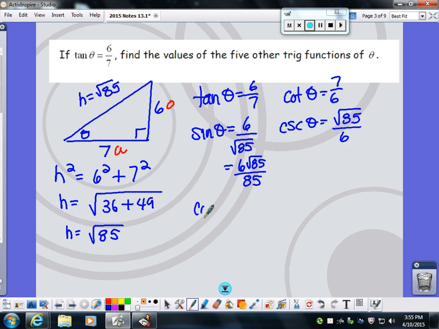And that leaves us with cosine of theta, which is adjacent over hypotenuse, 7 over the square root of 85. Let's rationalize that. And then finally, we want the secant of theta, which is the reciprocal, so square root of 85 over 7. So that's what we mean when we set up the trig ratios: find the value of the trig ratios. We can change them to a decimal, but typically you leave them as a fraction.